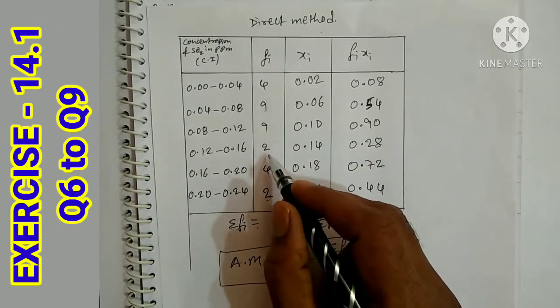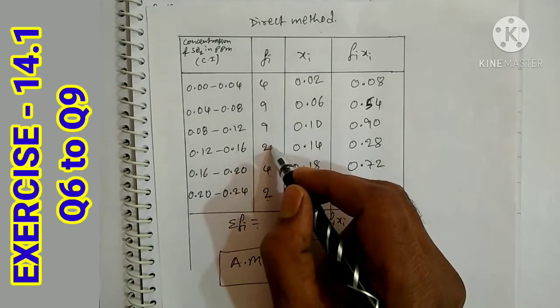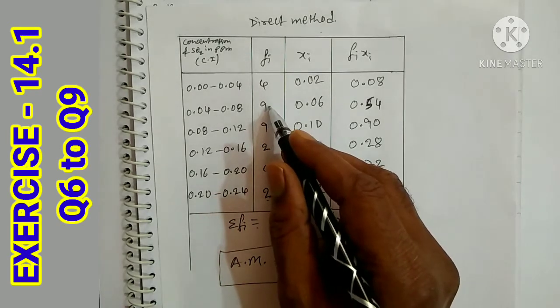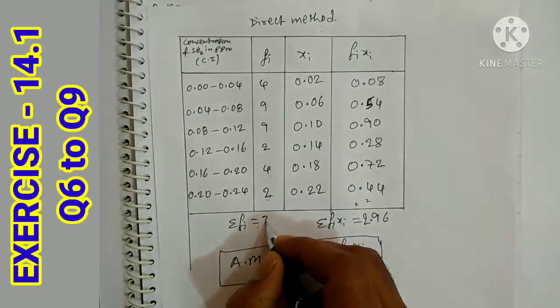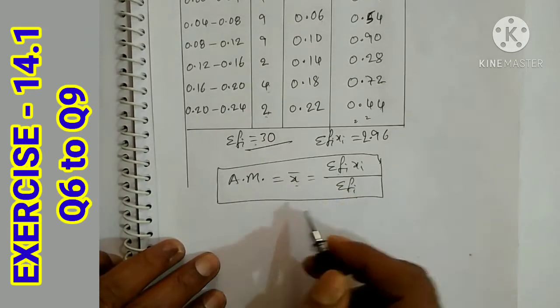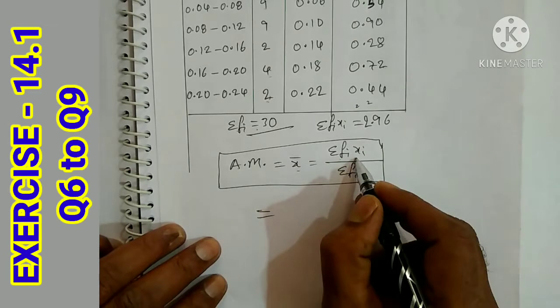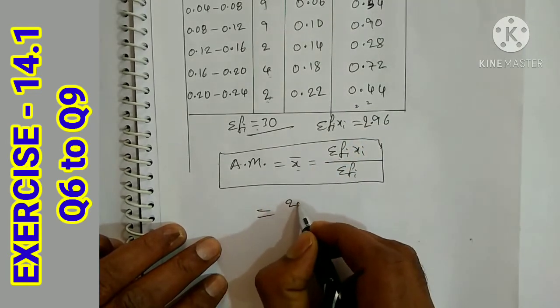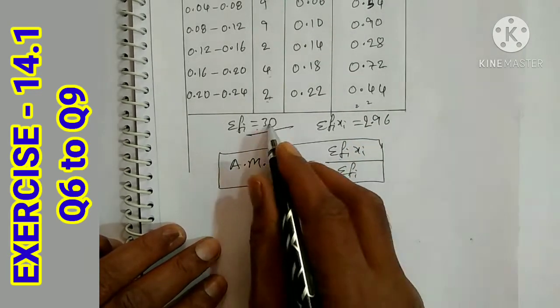Here the total of sigma Fi: 2 plus 4 is 6, 6 plus 2 is 8, 8 plus 9 is 17, 17 plus 9 is 26, plus 4 is 30. This is sigma Fi. Now the arithmetic mean by the direct method: x bar is equal to sigma Fi Xi by sigma Fi. This is the formula, just substitute here. Sigma Fi Xi is 2.96 and sigma Fi is 30.